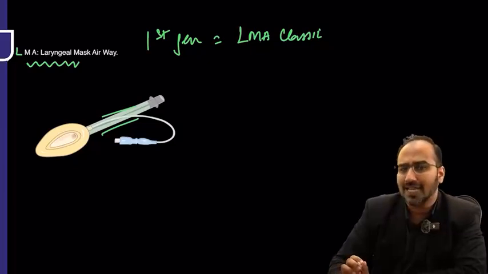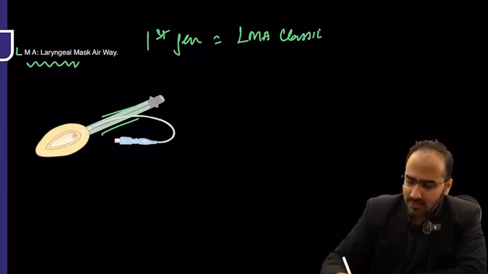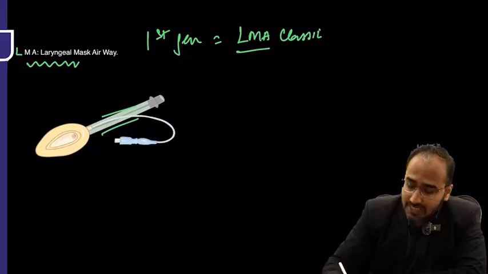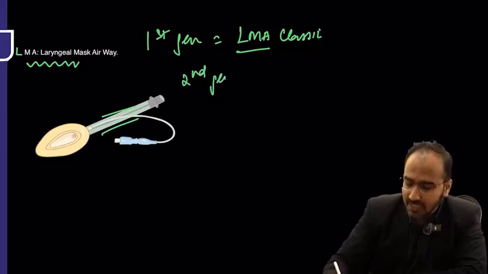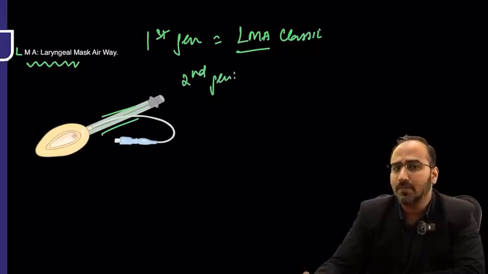These things are seen on the LMA Classic. Okay? Right. So LMA Classic. Next came the second generation LMA. Second generation LMA means what?